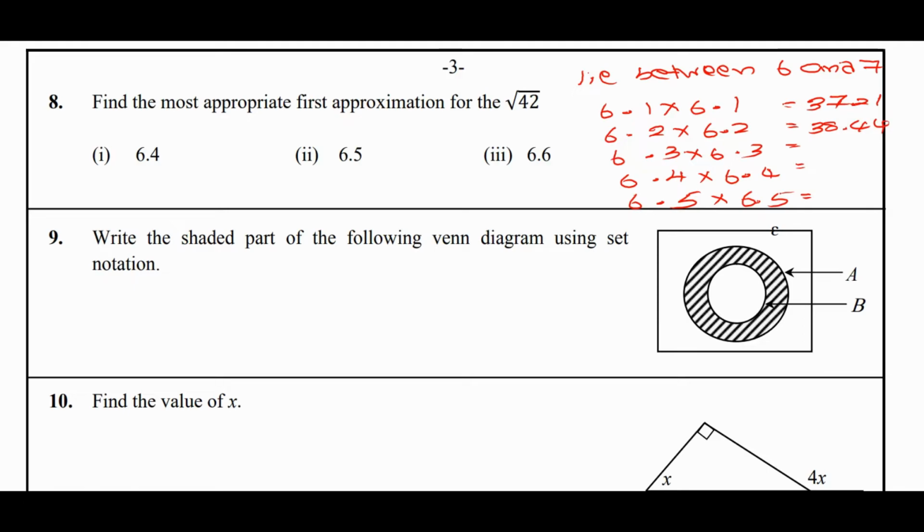Then 6.3 into 6.3 is 39.69. We still didn't get the value we need. 6.5 into 6.5 should equal 42.25. But here you can see we are passing the value that we need. We need the root 42, but we have 42.25. Therefore, we cannot choose 6.5. Therefore, the most suitable first approximation value of the root 42 should be 6.4.